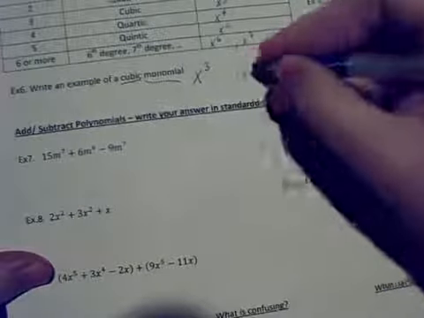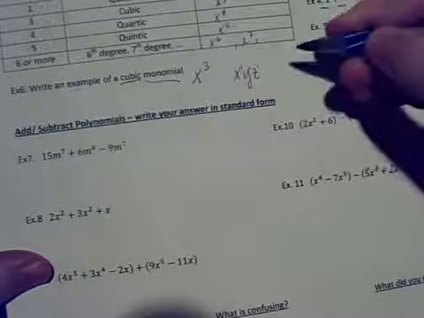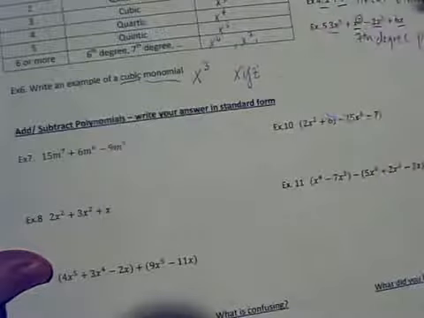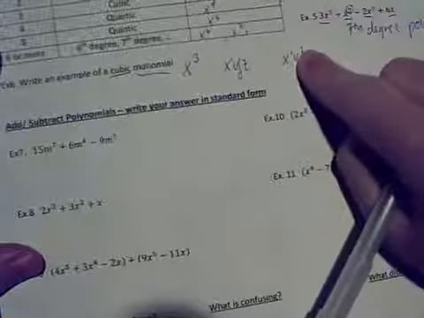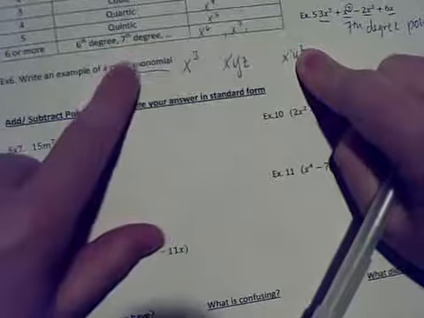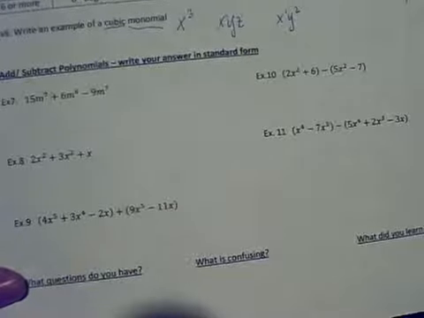Another one would be if I had x times y times z. So each of their degrees are 1, so the total degree of that monomial is 3. I could also break it up and say xy squared. So again, 1 plus 2 will give me that cubic aspect that I need. Alright, so that is the classification, the vocabulary that we're looking at.